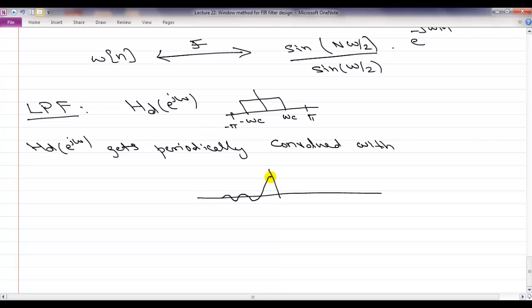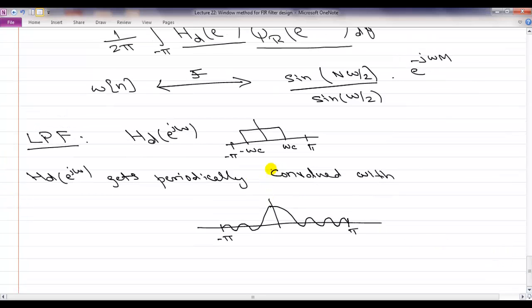It has this form, but only up to pi, and after that it repeats itself. Okay. So instead of getting this thing, I am getting a convolution of this and this, and you can be sure that when I convolve this, the end frequency response that I get won't be this ideal low pass filter.